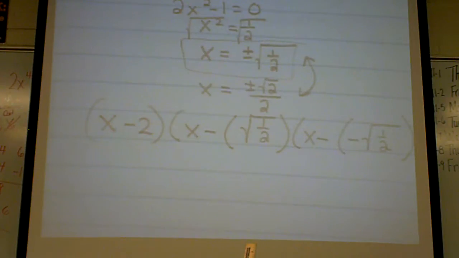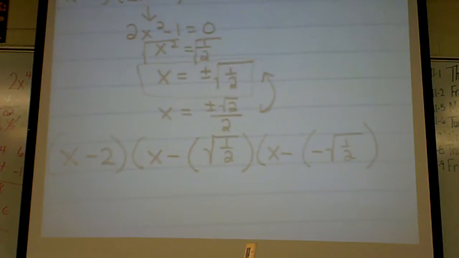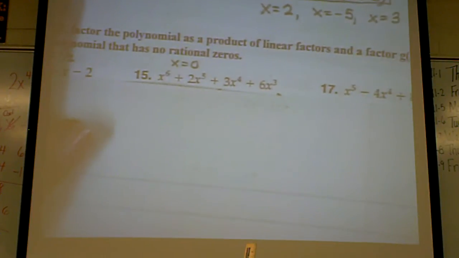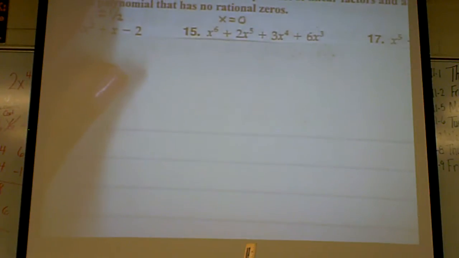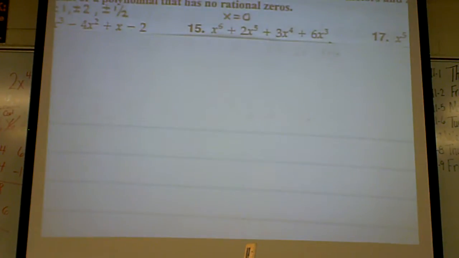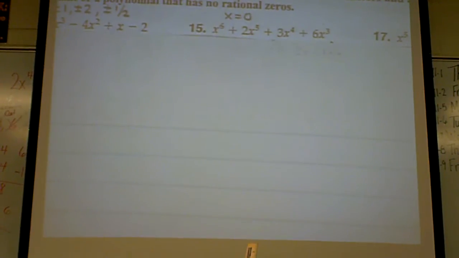Okay, and we're gonna try 15. Look at 15. And star this one. This is a good one for you to go back and review. What are you going to do? If possible, take out an x cubed. Why do you have to take out an x cubed? To get the constant. Basically what you're doing is you're factoring at the beginning. You've got an x cubed common.